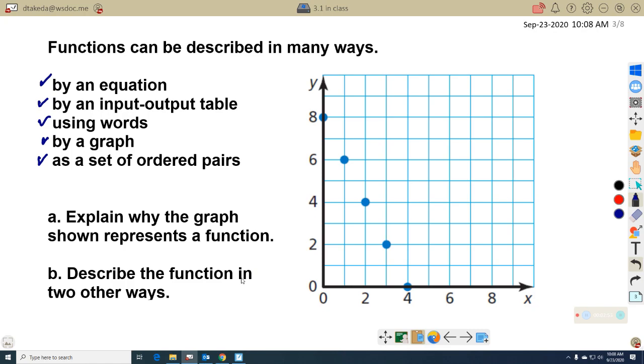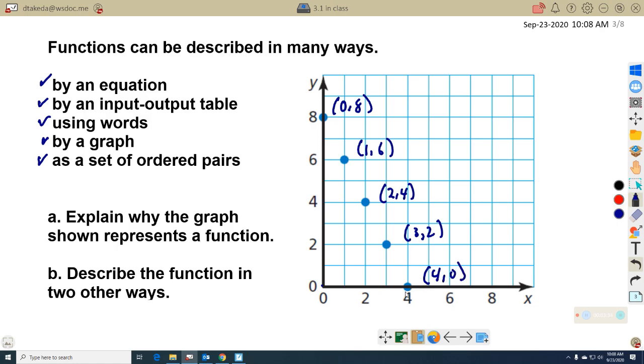Part A says, explain why the graph shown represents a function. Describe the function in 2 other ways. Okay, so let's take a look at this here. First of all, each of these points has an x and a y value. So this would be 0, 8, right? This is 0, 8. And this would be 1, 6. This would be 2, 4. This is 3, 2. And finally, we have 4, 0.